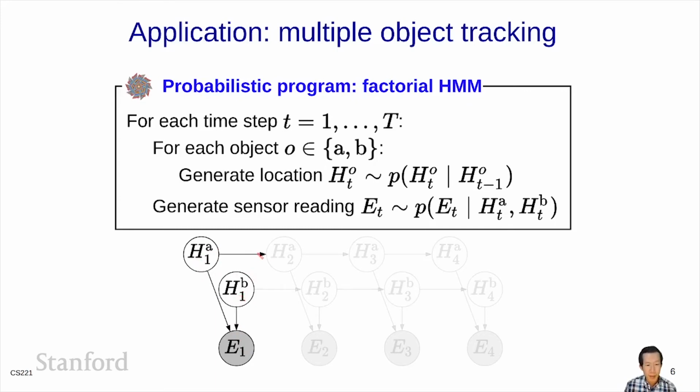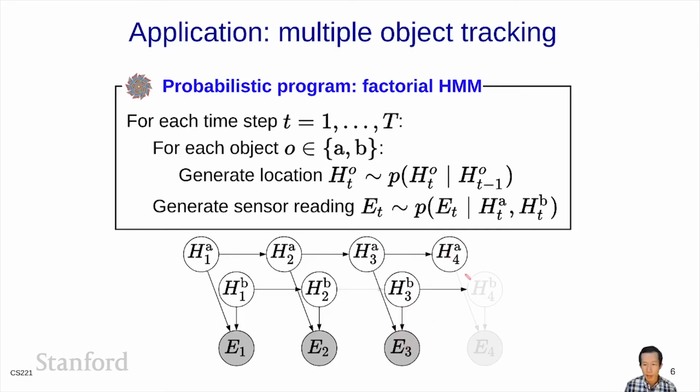Go to the next time step, generate the object locations for the two objects, and then generate the sensor reading conditioned on those two objects. Transition to the third time step, generate the sensor reading, transition to the fourth time step, generate the sensor reading. So in general, this defines a joint distribution now over all the object locations for both objects, as well as the corresponding sensor reading.